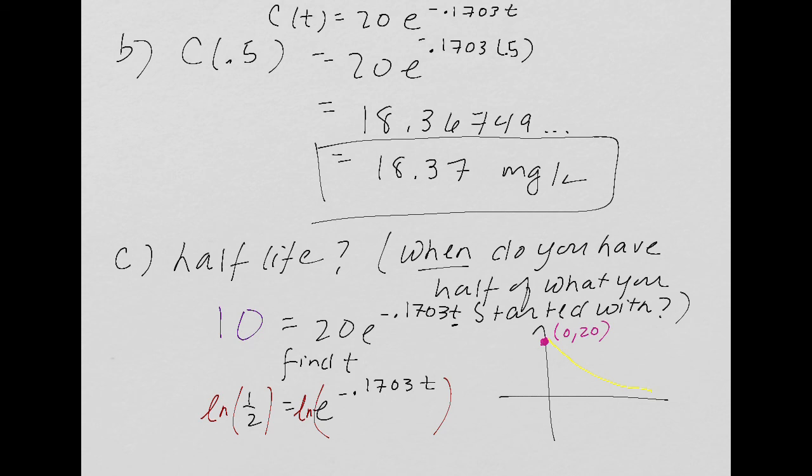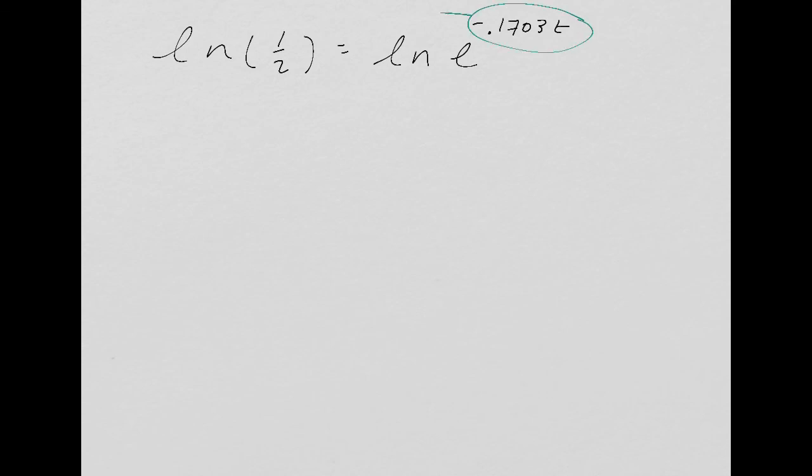Now, when a natural log and an e are right against each other, they're going to undo each other. So let me carry this over to the next slide and show you what I mean. So we have ln of 1/2 is equal to ln of e, and the e was raised to the negative 0.1703 t. So the shortcut is just cross them out, but what's really happening is properties of logs are letting this come down in front. And then ln and e, when they're against each other, give you back 1. So I have ln of 1/2 is negative 0.1703 t times ln of e, which is the 1.